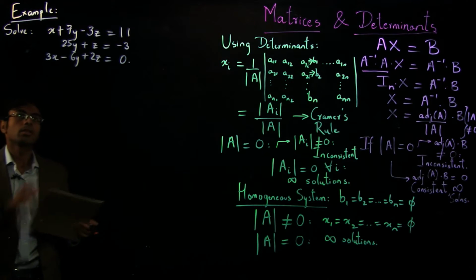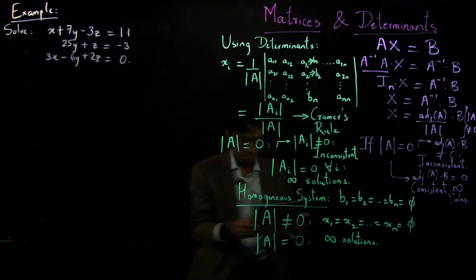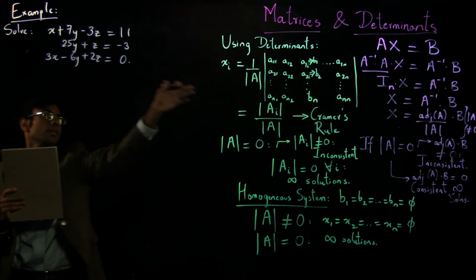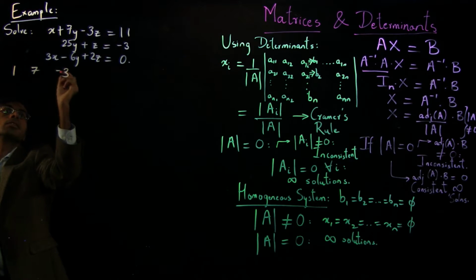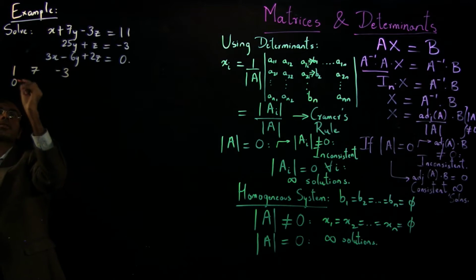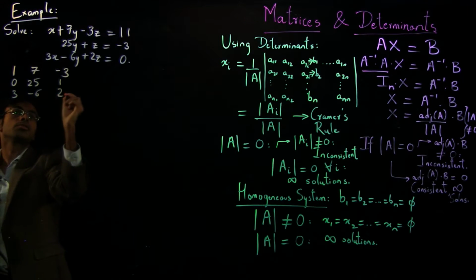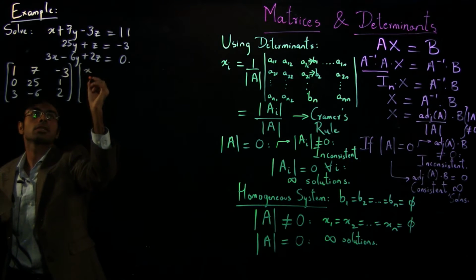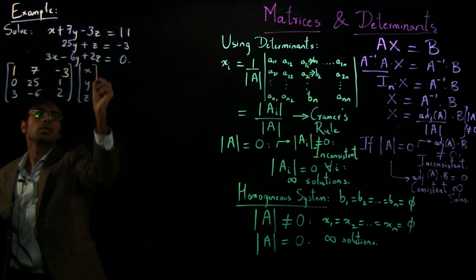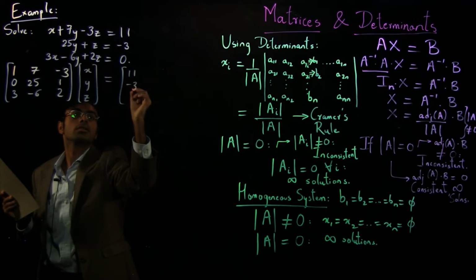The next thing to check would be this determinant, for Ax equals B. So let us first write it in that form. A would be 1, 7, minus 3; for the second row it's 0 times x, so 0, 25, 1; and 3, minus 6, 2. This is your A matrix times the variable matrix, in this case x, y, z, equals B, which is 11, minus 3, 0.